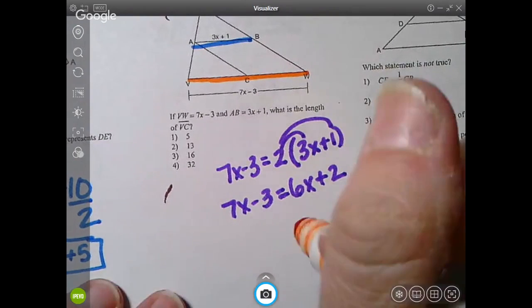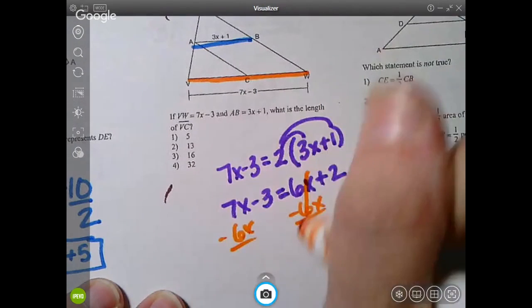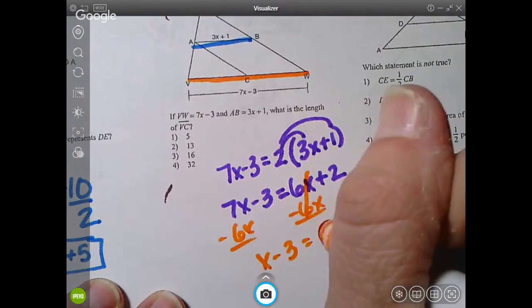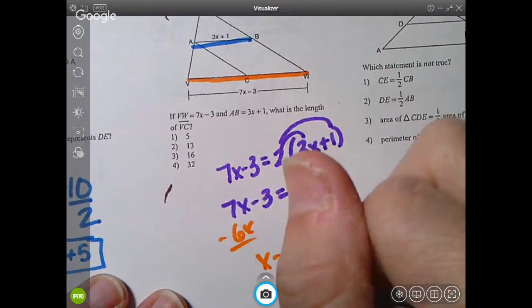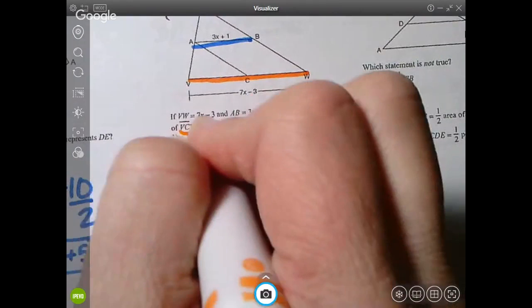So I always like to move the smaller x. So I'm going to subtract 6x from both sides. Add 3 and get x equals 5. Is that my answer? Why? They want us to find VC.